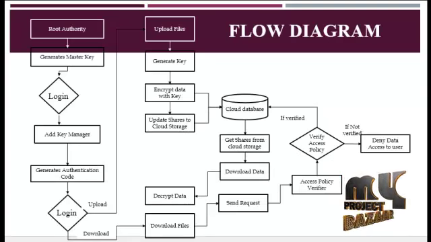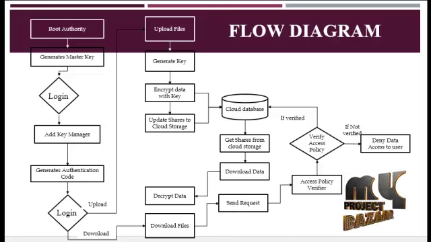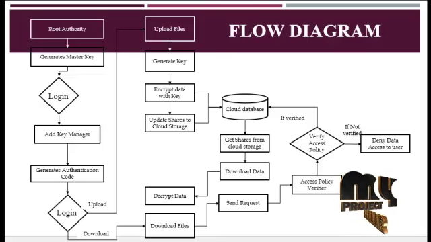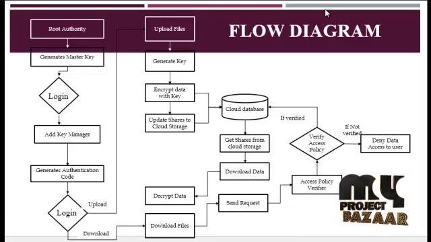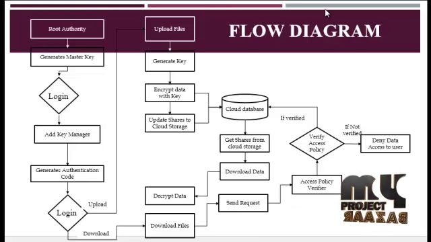Then comes the flow diagram of our process. The flow diagram shows our process diagrammatically. Here there is a root authority, that is the admin. The root authority creates the master key for the key manager and adds the key manager to our process. Once the key manager is added, the key manager should log into the process, generate the authentication code for the users, and add users to our process. Once the key manager adds the users, they should log into our process.